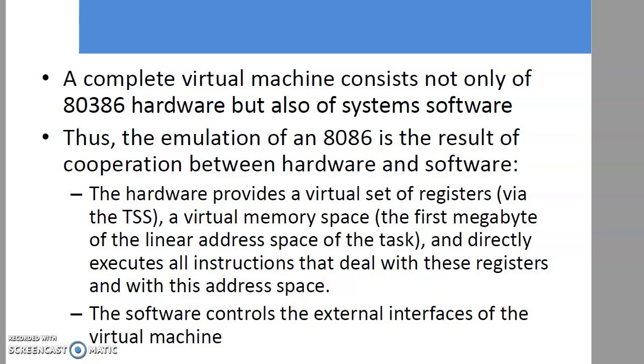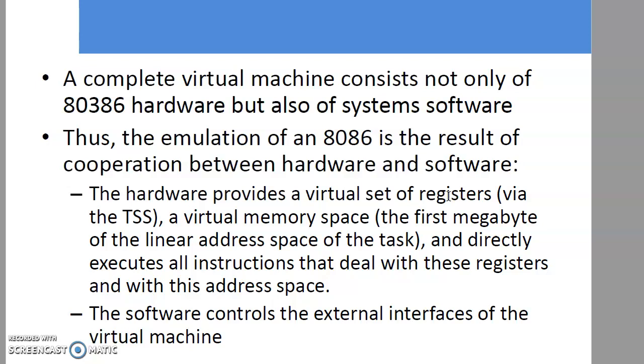That means the 8086 program will be executed on a virtual 8086 machine. Emulation of the 8086 is done by the virtual machine. It forms a virtual processor in the 80386. The hardware provides a virtual set of registers via the TSS, and the registers are stored in the TSS. You all know 8086 is a 16-bit processor.